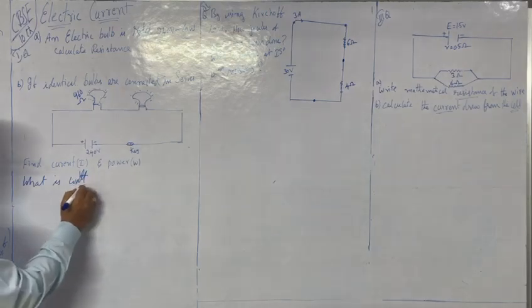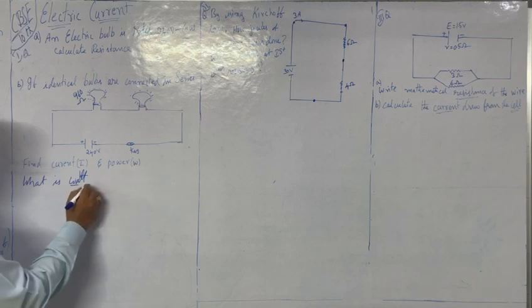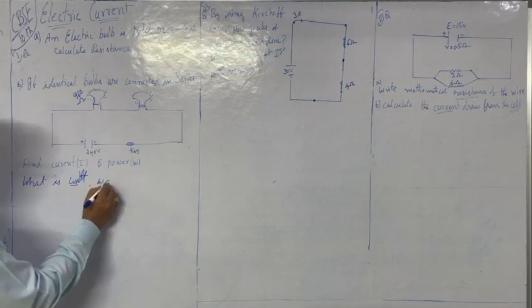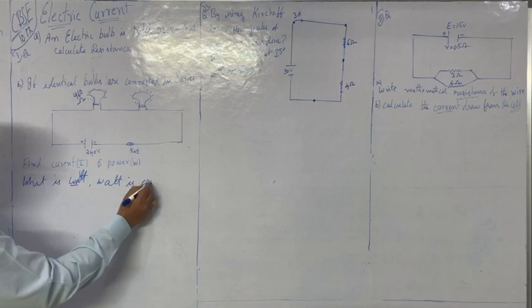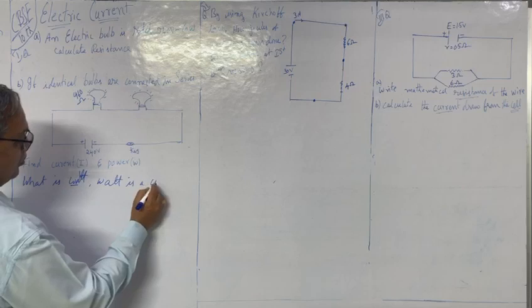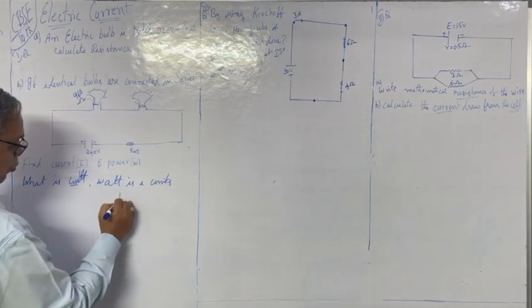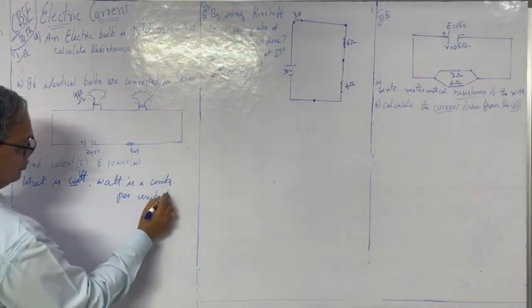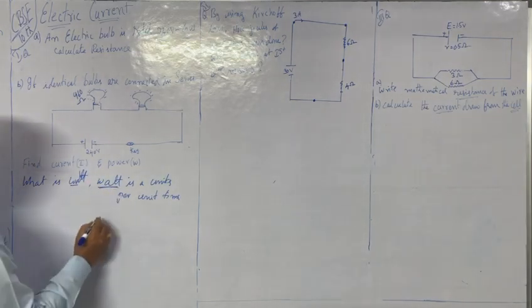What is a unit per unit time? Unit per unit time. That is joule per second.